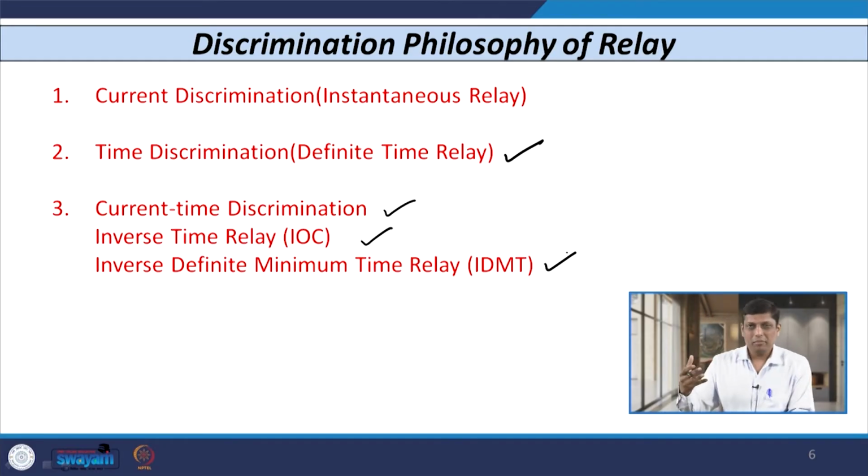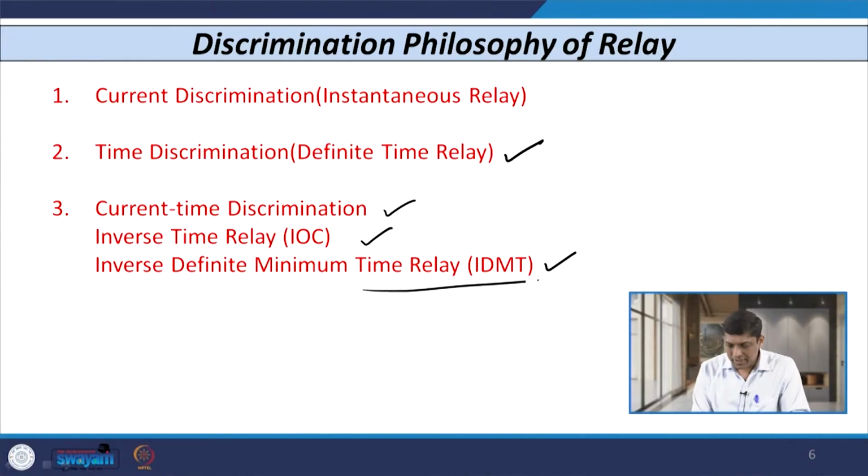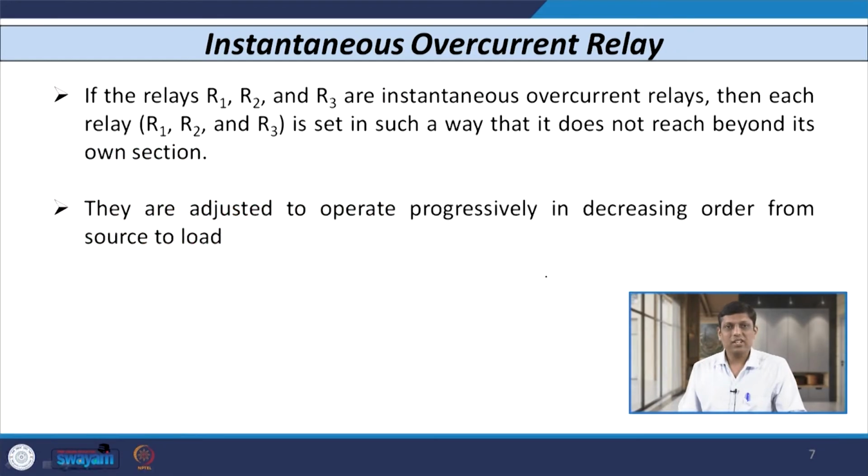Now, in distribution networks, most of the utilities use only the IDMT overcurrent relay. So, for all our cases, when we solve the examples, we will consider all the relays to be IDMT overcurrent relays. Now, let us consider each and every philosophy one by one.